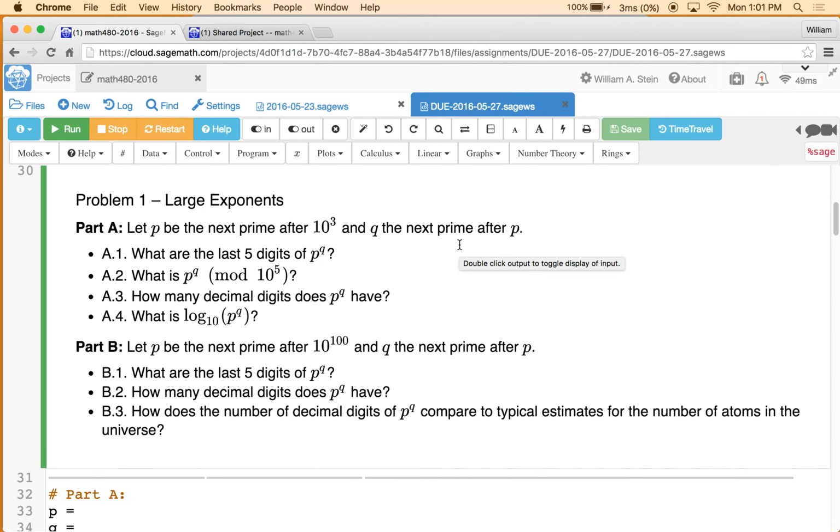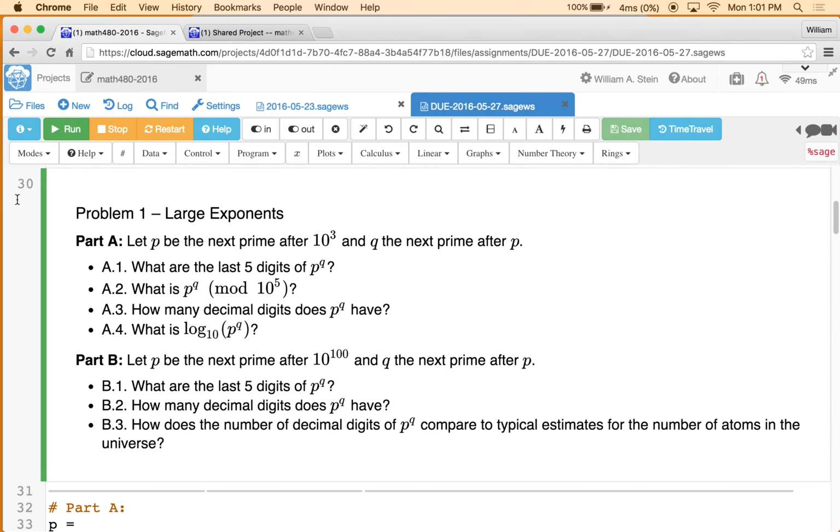The first one is about modular exponentiation. The main part of the problem is to take the next prime after 10 to the 100, and then the next prime after that. So these are 2 100-digit primes. Raise one to the power of the other, and tell me how many digits it has. Okay? And compare the number of digits of p to the power of q to, say, the number of atoms in the universe. Estimates thereof.